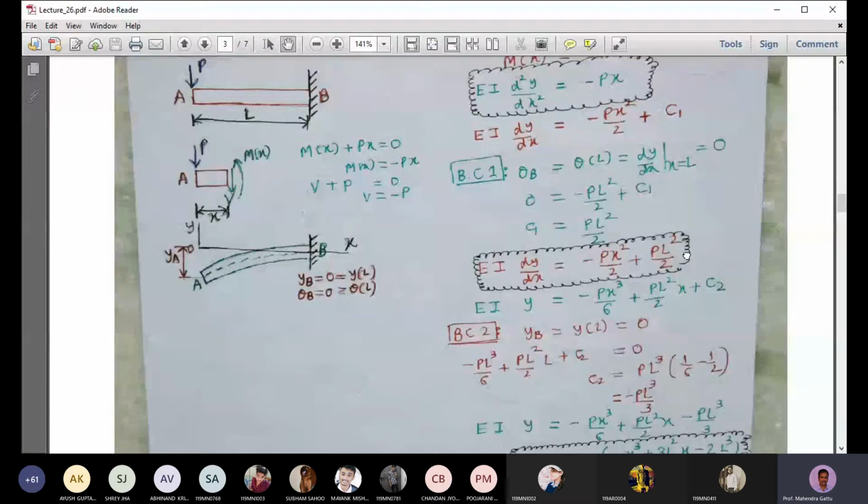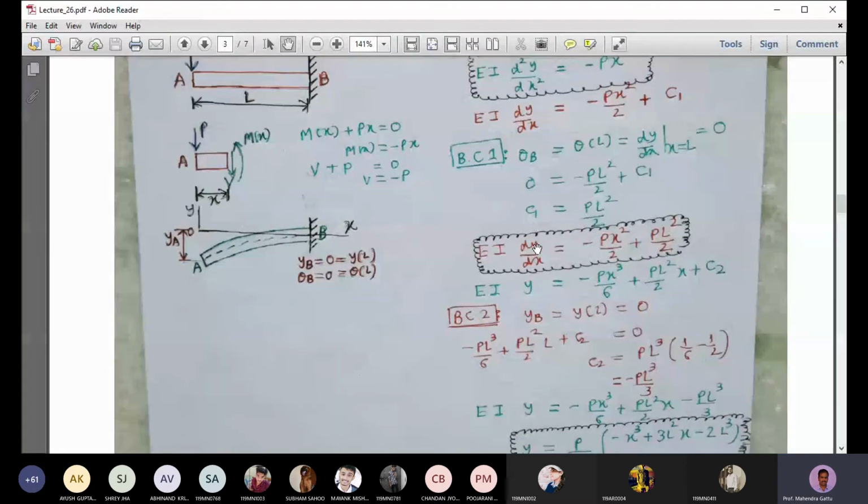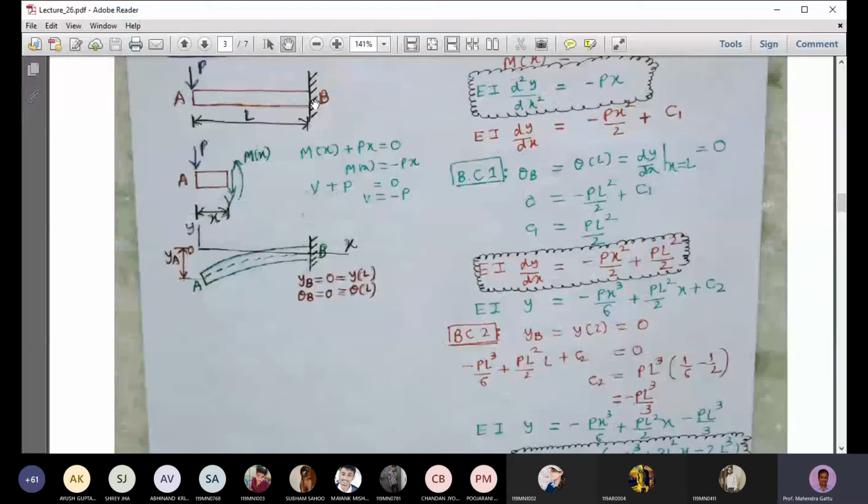Now we will integrate it one more time. So we will have EIy. When you do this integral, you will get y, and here x² will become x³/3. Because there is already a 2, we will get x³/6, and the integral of L²/2 dx will be L²x/2, and we have the second integration constant plus C2. So how to find the second integration constant? We have the expression for y here, and we know the second boundary condition is y at B is equal to 0. So y at B means y of L is 0.